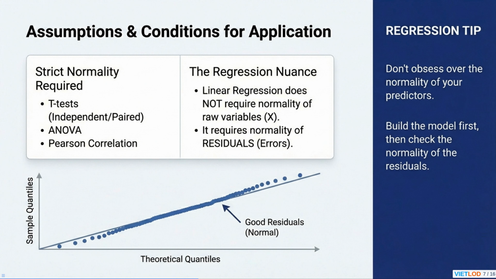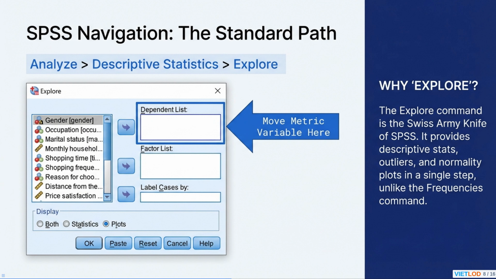The critical assumption for linear regression, which ensures valid inference for your model's coefficients and p-values, is that the model's residuals, the errors or the unexplained variance, are normally distributed. This means you shouldn't obsess over the normality of your predictors. Instead, build your regression model, then generate and check the normality of its residuals, often using tools like a QQ-plot, as illustrated on this slide with good residuals aligning perfectly with the normal distribution.